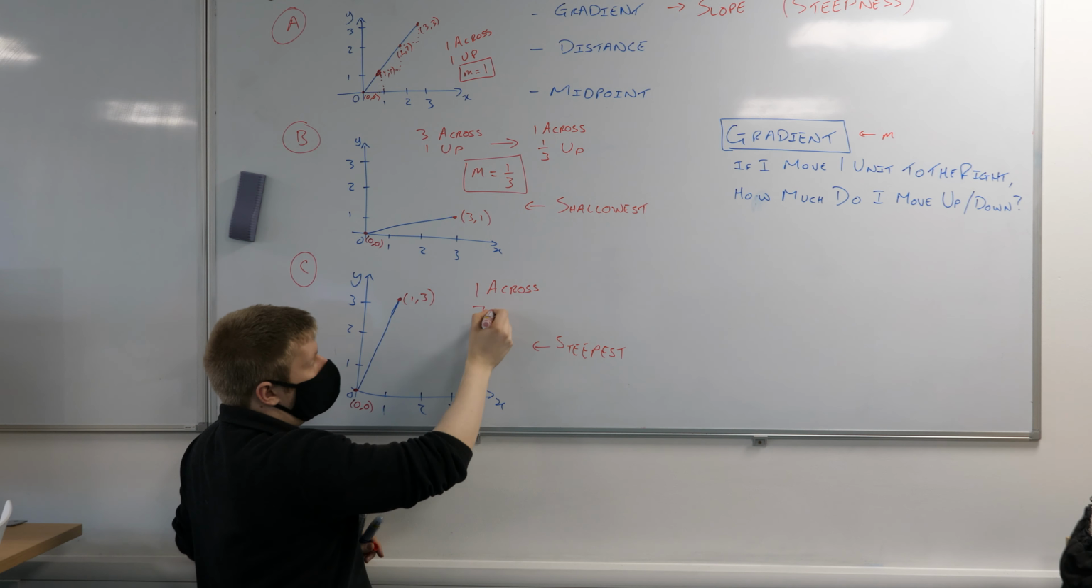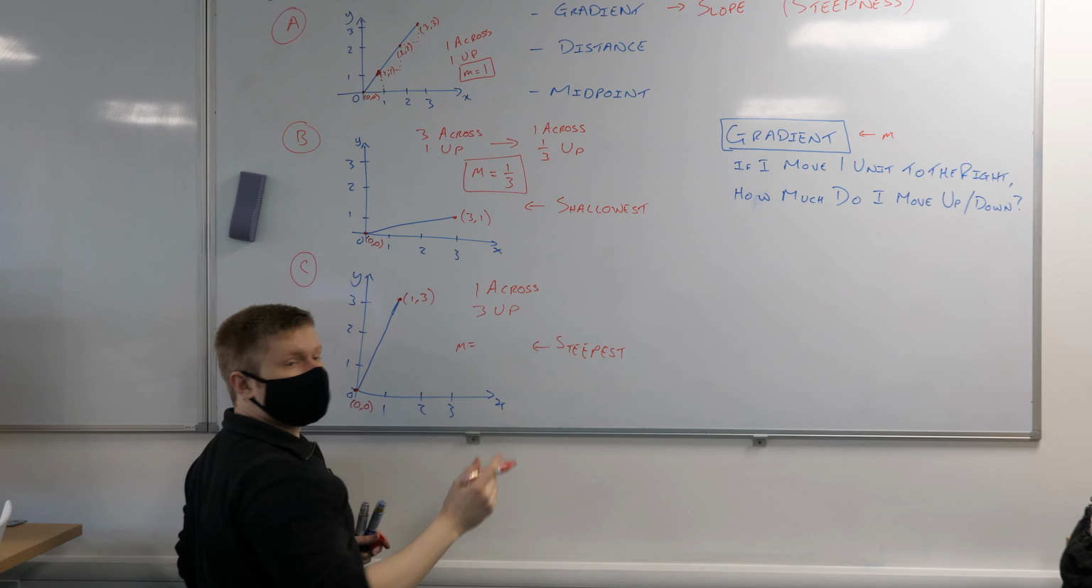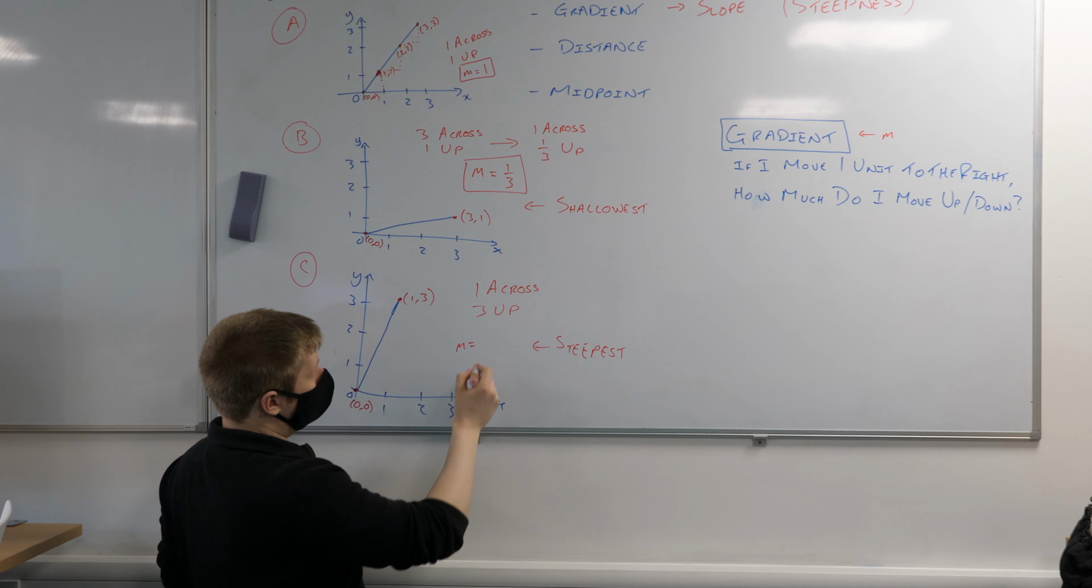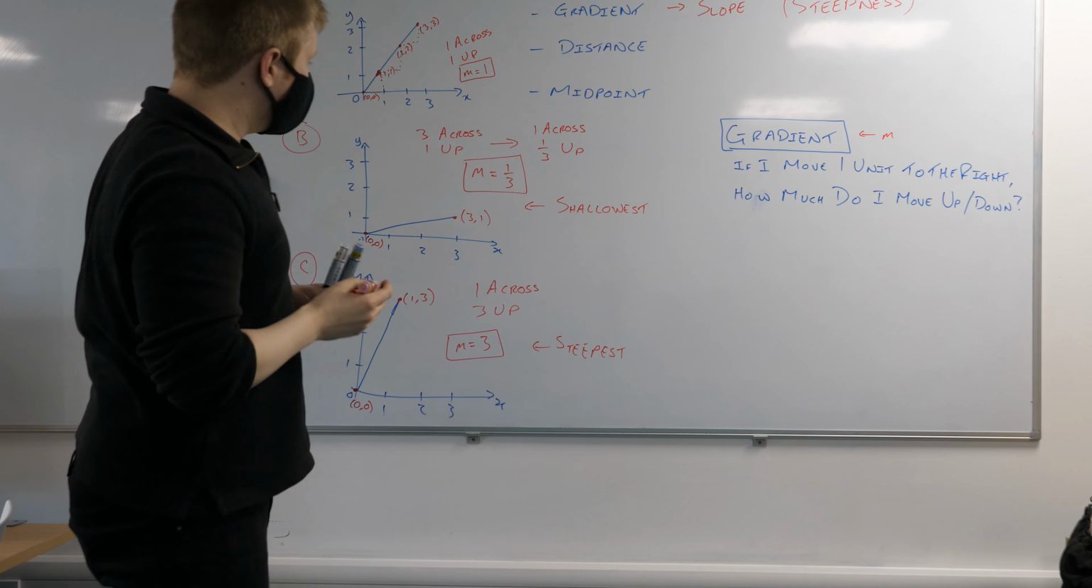So I go 3 up. Okay, so in that case, I'm going to say that my gradient is equal to 3. Perfect. So let's just review what we've done here.